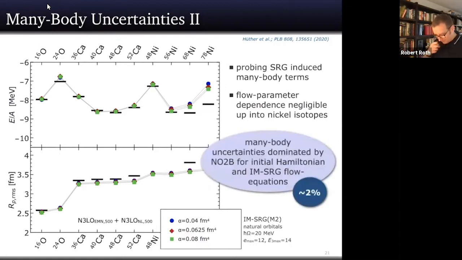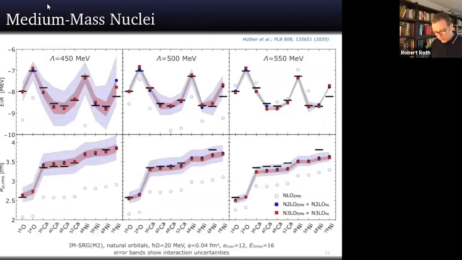And there are more things which we didn't even show here, and that's mainly what I discussed before. This NO2B approximation of the initial Hamiltonian and of the in-medium SRG flow equations also causes an uncertainty. And from comparison to the no-Cauchy model, this is what we discussed before, we would estimate some 2% effect. And this dominates, at least up to the calcium isotopes, all of these other many-body uncertainties that I've shown. So for now, we can just take this 2% as a dominant uncertainty in our many-body treatment. And we add that to the interaction uncertainties that we have before.